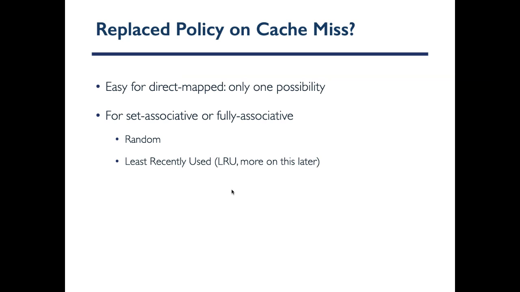Now, what about set associative caches? Let's say I have a two-way set associative cache or four-way set associative cache. Now I'm using all 4 blocks inside my set, and I have accessed a new block which is mapped to the same set. I need to evict one of those 4. Which one should I choose? One answer is, well, randomly choose one of the 4.